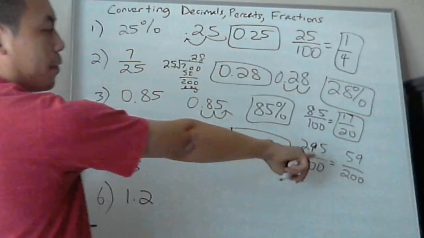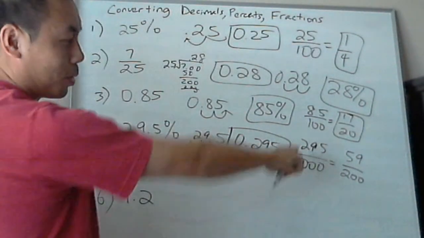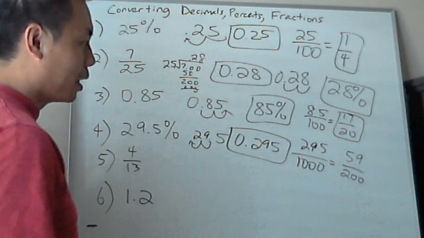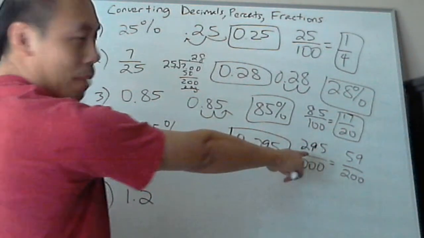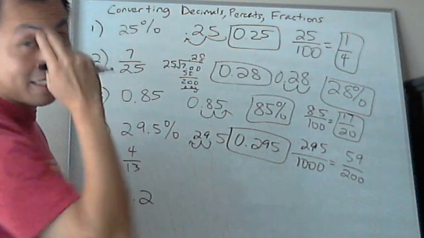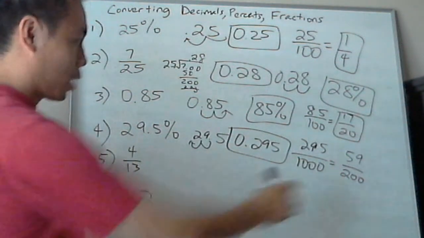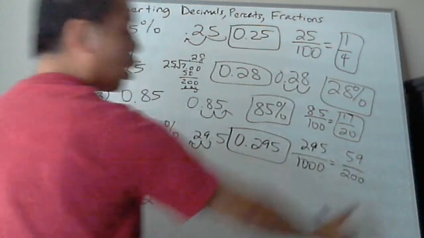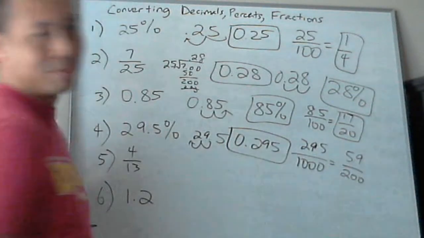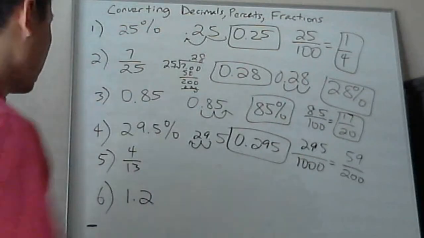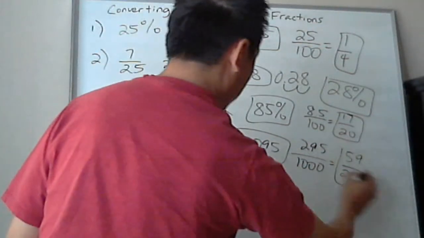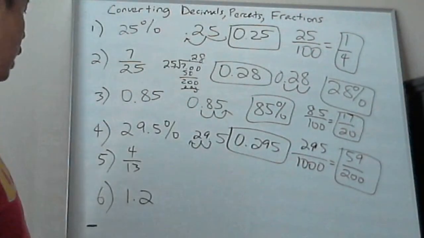You can divide by 5, okay? There's a cool way actually to learn how to divide by 5. It's basically you multiply by 2 and divide by 10. It's the same thing, right? It's one of those little tricks I used to learn doing mental math. So it's 59 over 200. 59 is a prime number, so it doesn't really go into it. Okay? So the answer is 59 over 200.